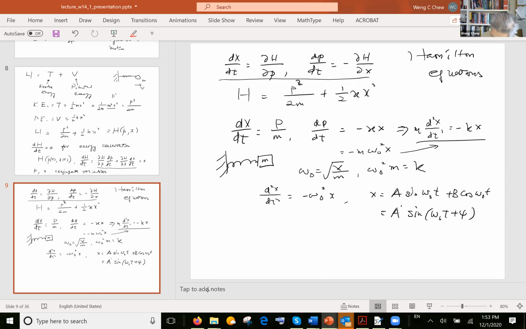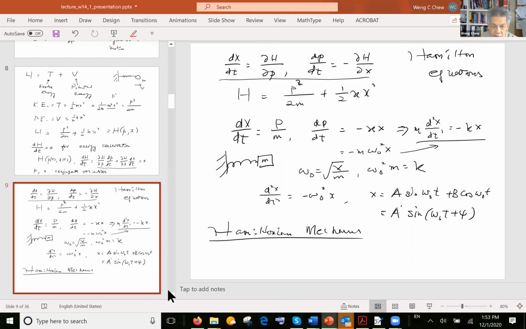So the reason why I want to use Hamiltonian mechanics to describe this instead of Newton's law is because Hamiltonian mechanics is what motivated quantum mechanics. Okay, let's see how Hamiltonian mechanics motivated quantum mechanics.